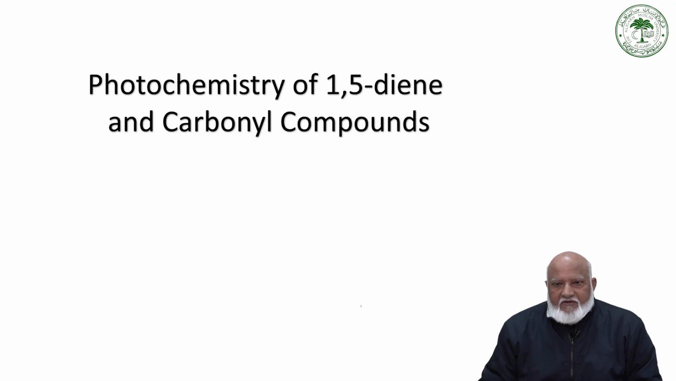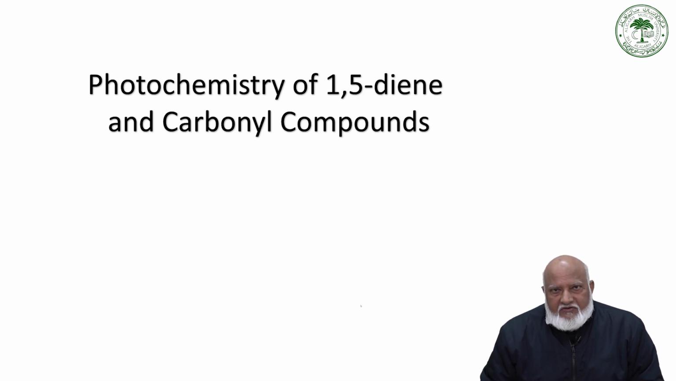Hello, this is our fourth lecture of this series on photochemistry, organic photochemistry. We have already talked about some introductory part involving principles of photochemistry. We have discussed the photochemistry of alkene, different examples of cis-trans isomerization, and some examples of cis-trans isomerization followed by cyclization.